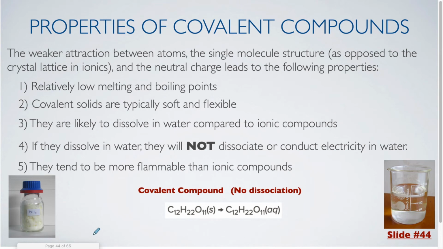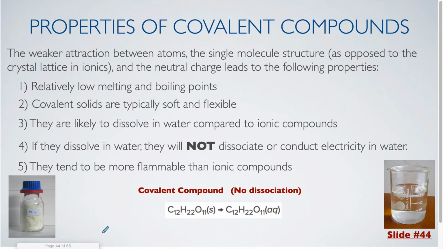Now let's look at the properties that you would see in a covalent compound. The weaker attraction between atoms, the single molecule structure as opposed to the crystal lattice of ionics, and the neutral charge leads to the following properties. Covalent compounds have relatively low melting and boiling points. Covalent solids are typically soft and flexible, so they're not hard and brittle like ionics.